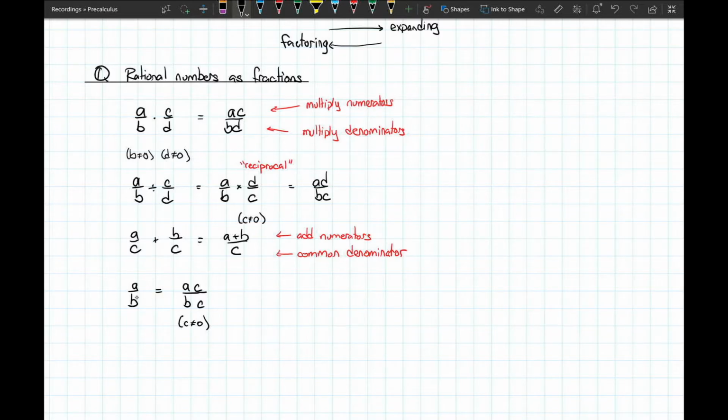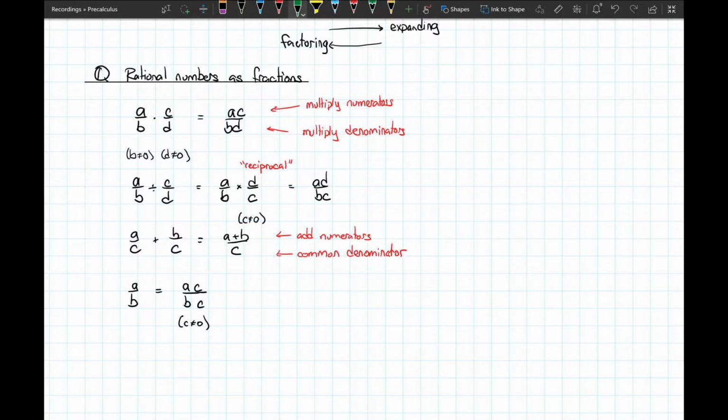And this can be worked out in both directions. If you have 6/8 and there's a common factor on the top and bottom of 2, then you can cancel them out. So you can either get an equivalent fraction by multiplying top and bottom by a common factor, or if you find a common factor top and bottom, you can cancel it to get an equivalent fraction.